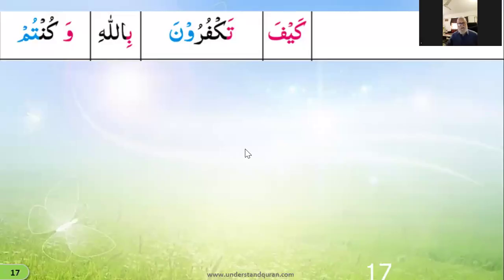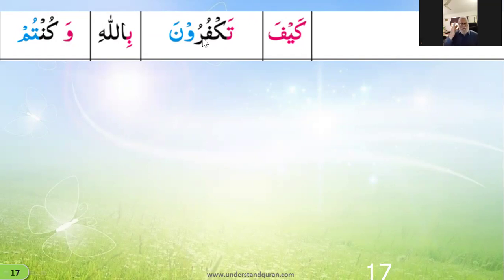So let's identify the words coming in this ayah. Kaifa. Kaifa is an ism, an ism istifham, meaning the question word. Takfuruna. Look, ta is telling it's a mudari verb. Takfuruna, kafara, yakfuru, from yakfuru, yakfuruna, takfuru, akfuru, takfuruna.